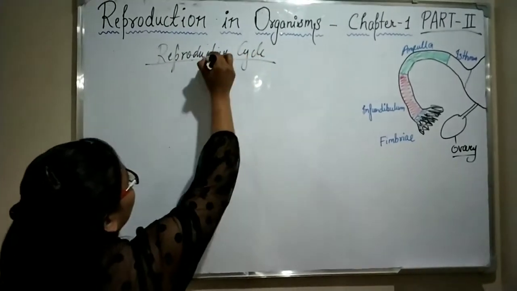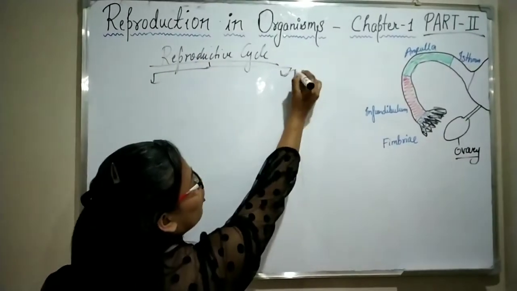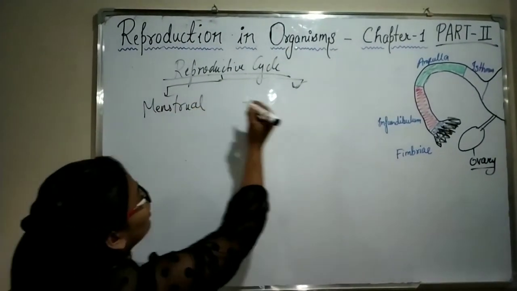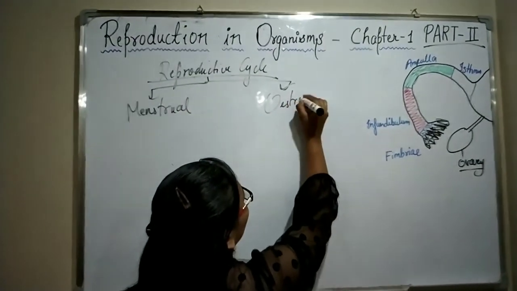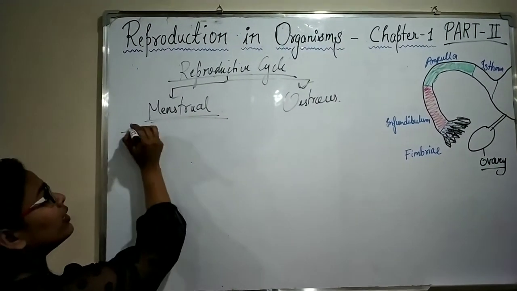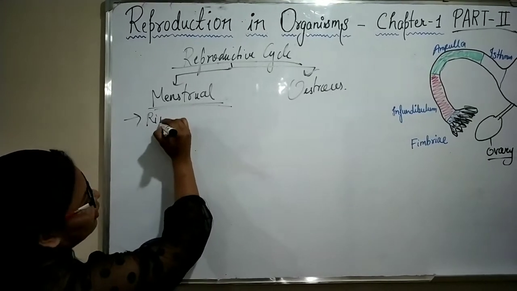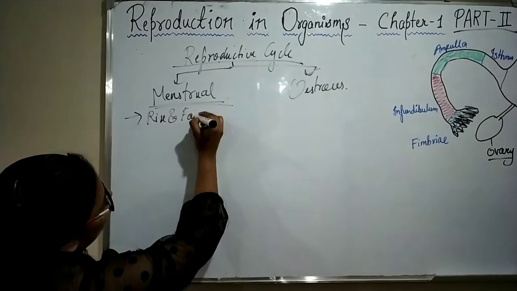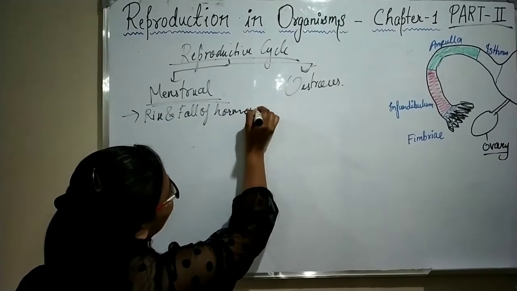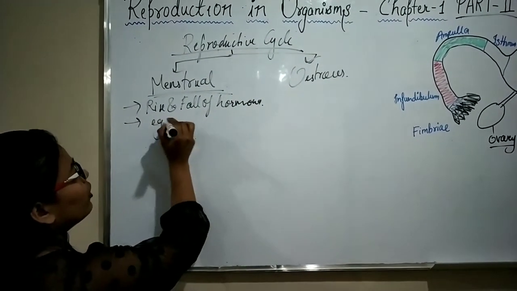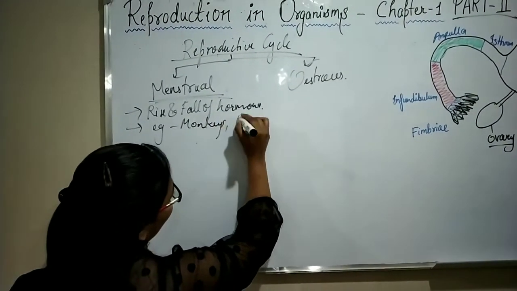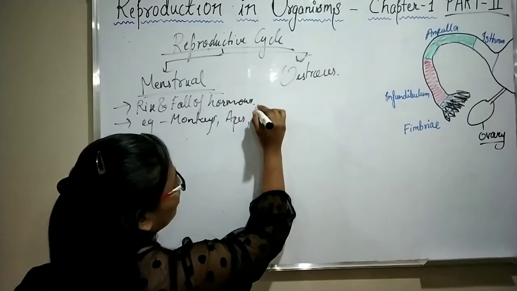Now, reproductive cycle, which again consists of menstrual cycle and estrous cycle. Menstrual cycle is the rise and fall of hormones. For example, it occurs in monkeys, apes, humans.